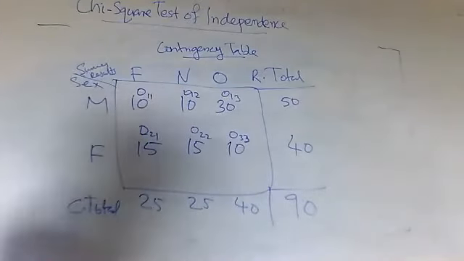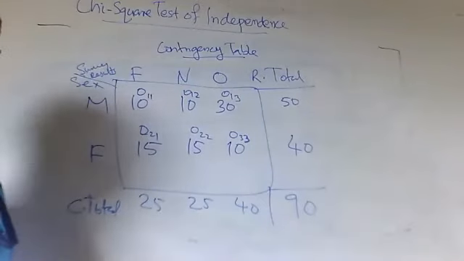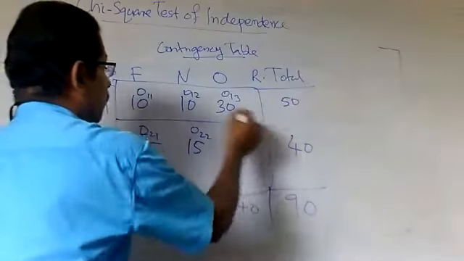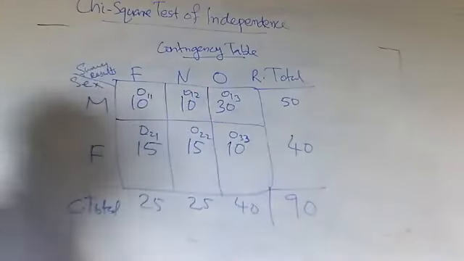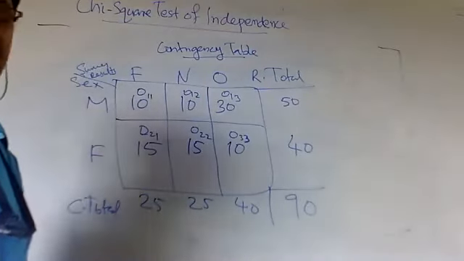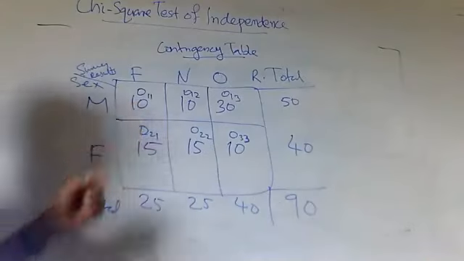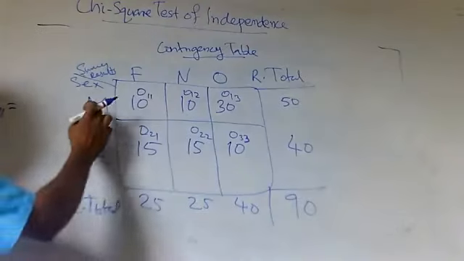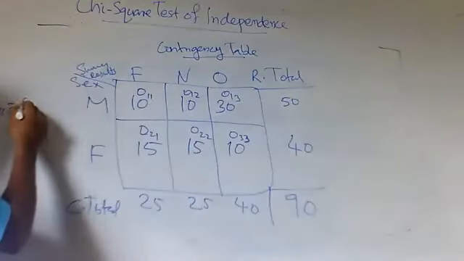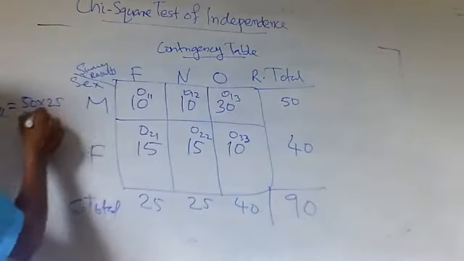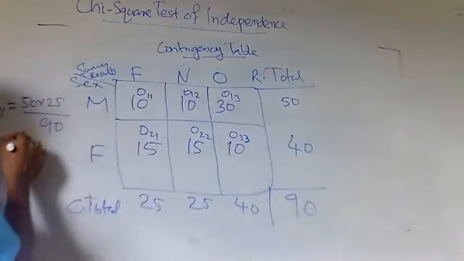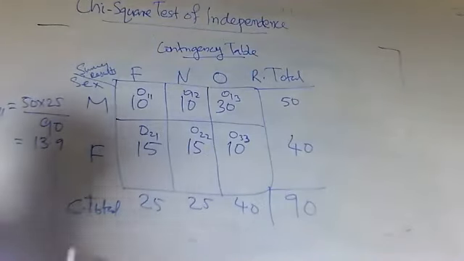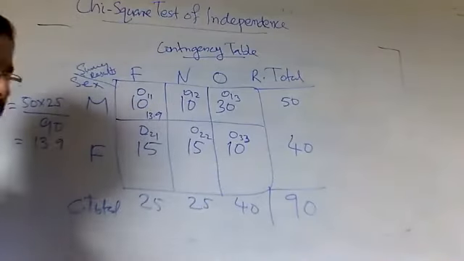Now you find out the expected values in each cell. How many cells do we have? We have six cells. So we want to find the expected value in each and every cell. For the first cell O11, how to get the expected value? You multiply its row total and column total. Row total is 50, column total is 25, and divide that by the total number 90. This value is approximately 13.9.